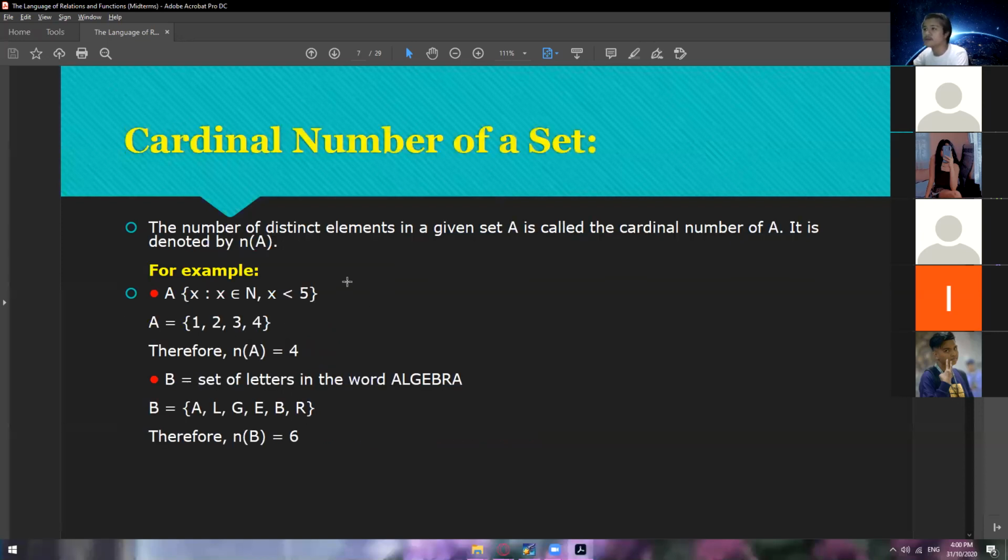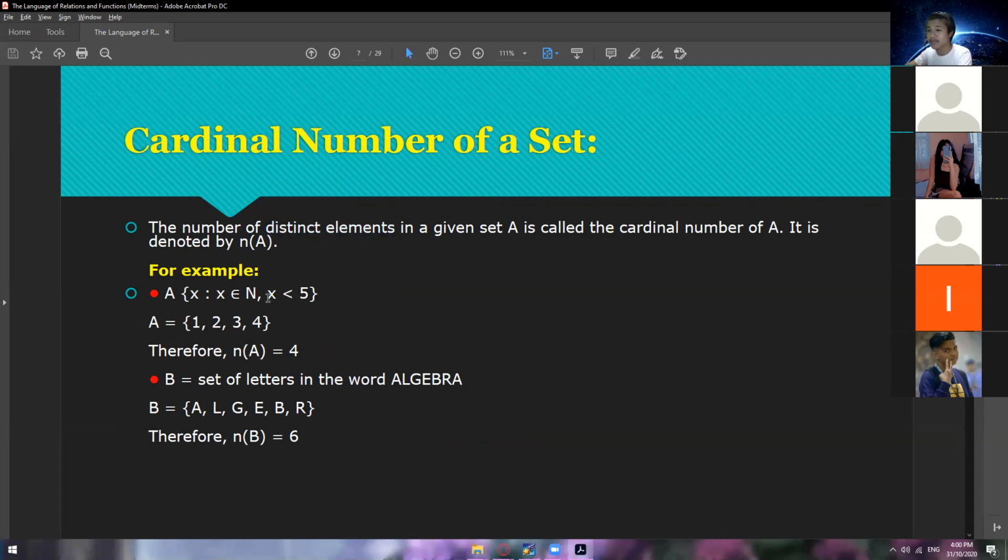Okay? Next one is cardinal number of set. So when we say cardinal, it is the count of elements inside of that set. Okay, napahapyawan na natin to kanina. So cardinal is the count of elements inside of that set. So hindi lang basta count of elements. So dapat distinct elements or unique elements.